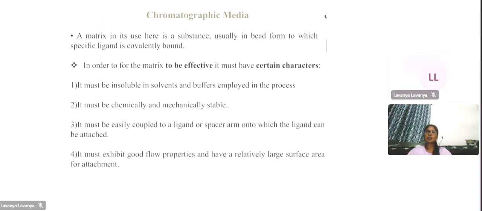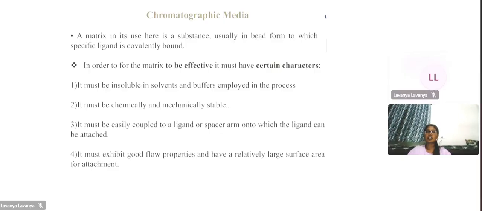So let us know about chromatographic media. Basically, chromatographic media is known as chromatographic resins or adsorbents. Then a matrix, in its use here, is a substance, usually in bead form, to which a specific ligand is covalently bound.